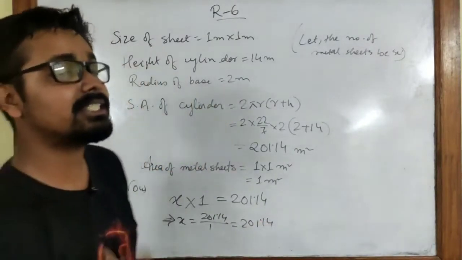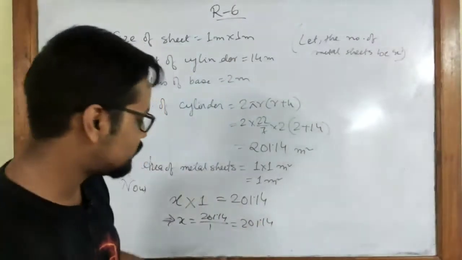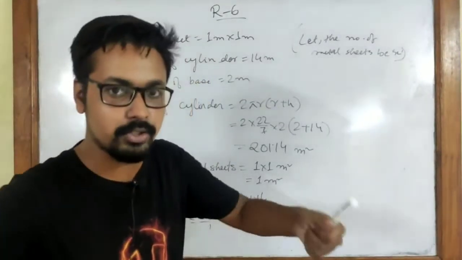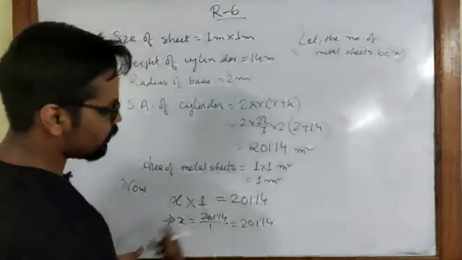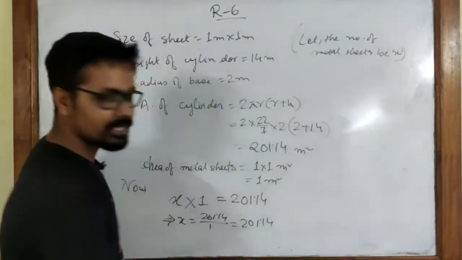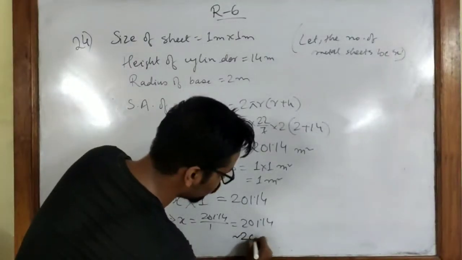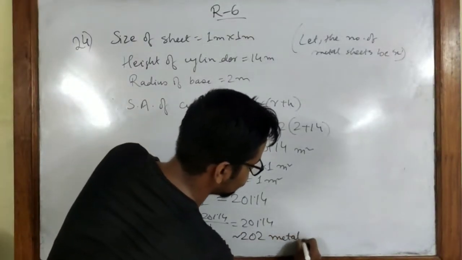Now since they have asked how many metal sheets, you can't say 201.14 metal sheets. There is nothing of 0.14. It has to be a whole number. Since 201 metal sheets will not be enough, because this part will be extra, we will write this as 202 metal sheets.